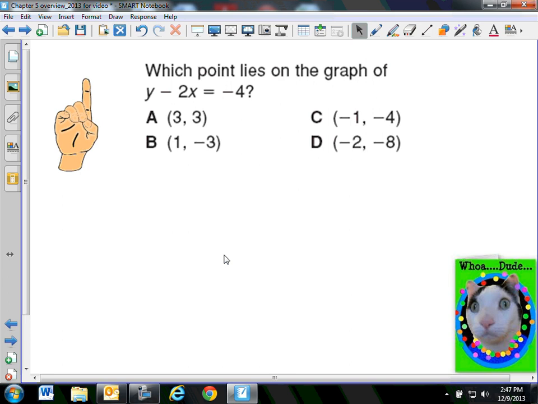Okay, first question says, which point lies on the graph of y minus 2x equals negative 4. Here you're given 4 points, right? The question is, which of these points works for this function? The easiest way to do this is to plug the point into where it goes. This is the x, for example. Here for this one, this is a 1. This one would go where the x is. This negative 3 would go where the y is, and we would solve it and see which one gives us the same value on the other side.